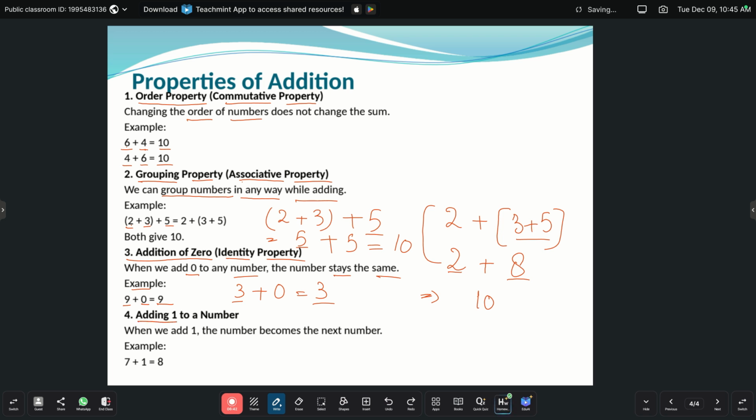Next property is adding 1 to a number. It says when we add 1 to a number, the number becomes the next number. That is, we get the successor of the number. For example, if I have here 7 and after adding 1 to this 7, I get 8. So that means this 8 is the successor of 7.